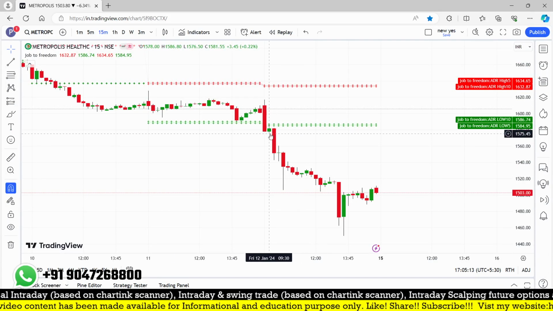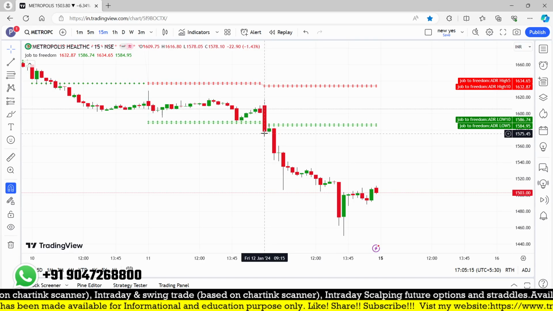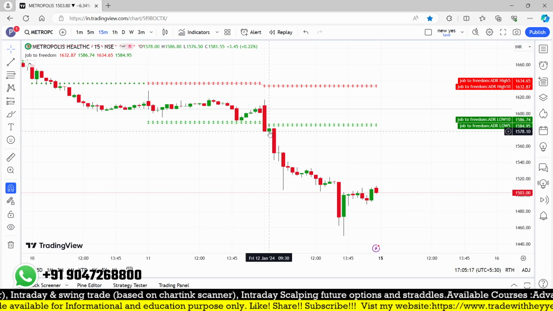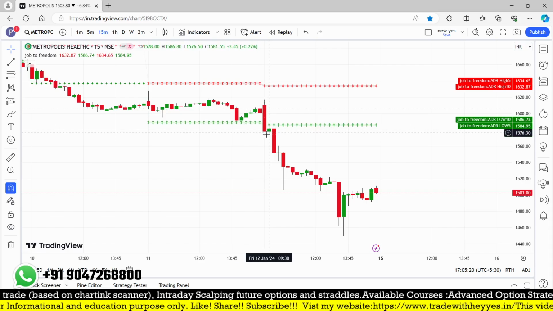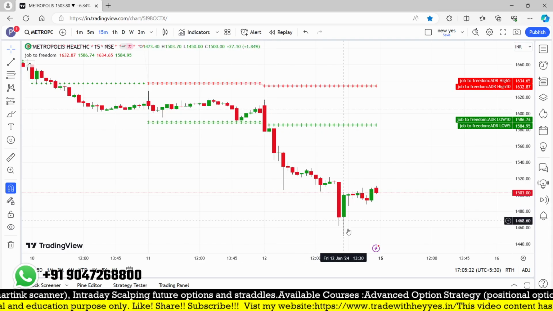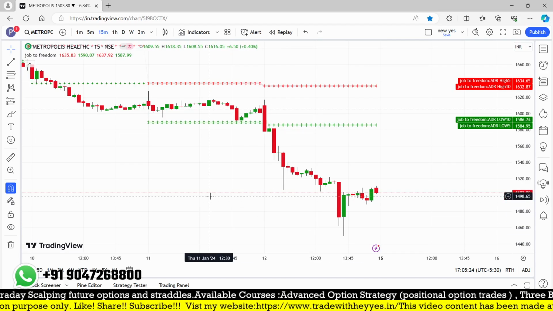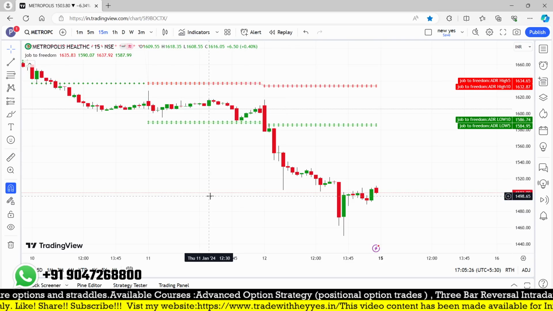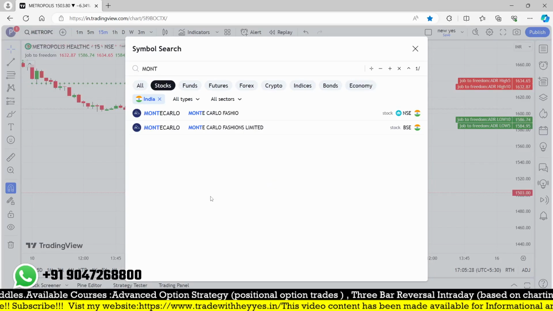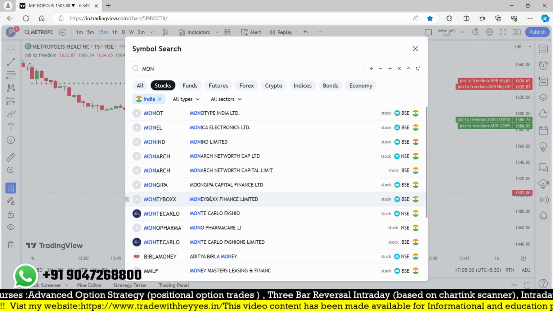In the second candle it broke. The low of that candle is 1578, and the next candle is 1576. The second candle itself is broken. From there it is giving you such a big downside move, and Metropolis is one, and another one is Mothersumi, but the lot size is big, not liquid also.